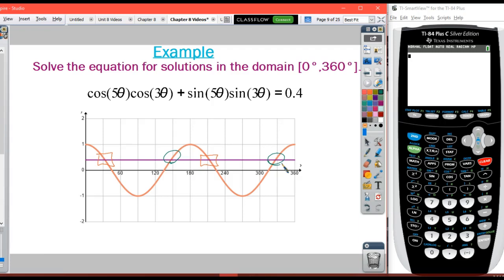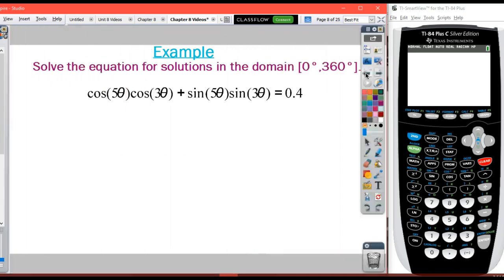So again, it's always a good idea to figure out how many answers you need so you know when you're done with the problem. So when we look at solving this algebraically, I have two different cosines, two different sines. As of right now, I can't use any Pythagorean identities. I can't factor anything out.